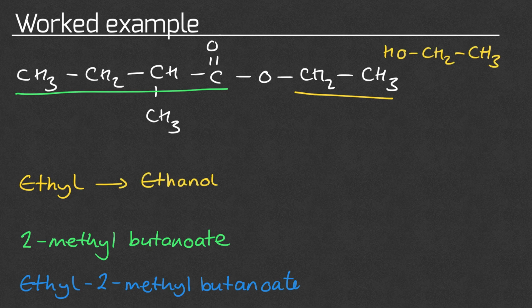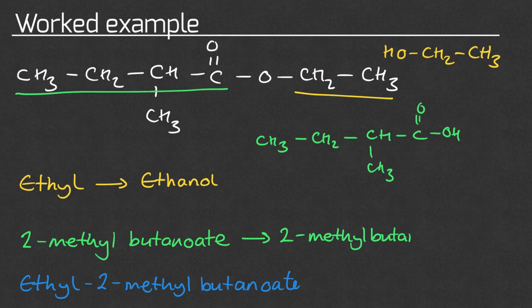Again, if we wanted to, we could look at what two molecules will have made ethyl 2-methyl butanoate. The ethyl group must have come from ethanol, and the 2-methyl butanoate will have come from 2-methyl butanoic acid. A little bit more straightforward to name than the example we looked at a moment ago.